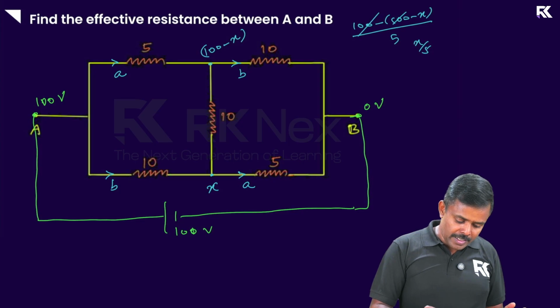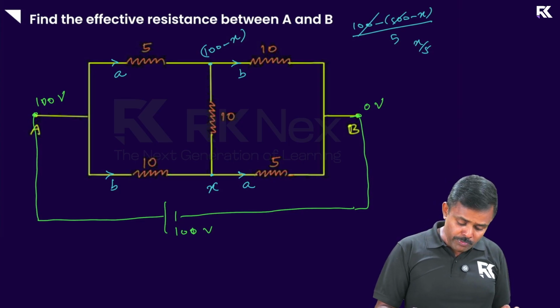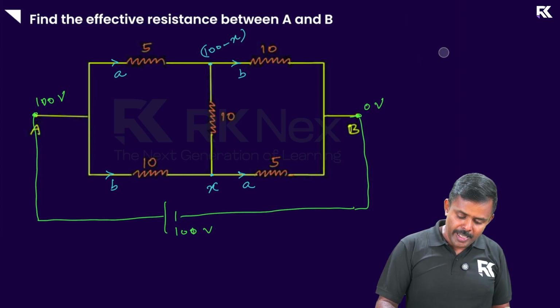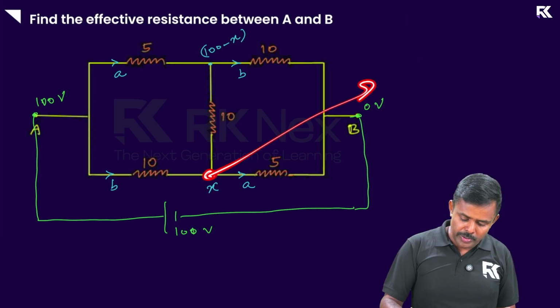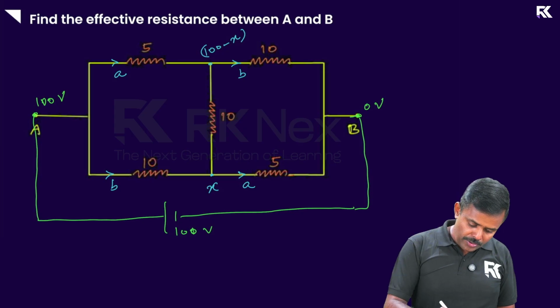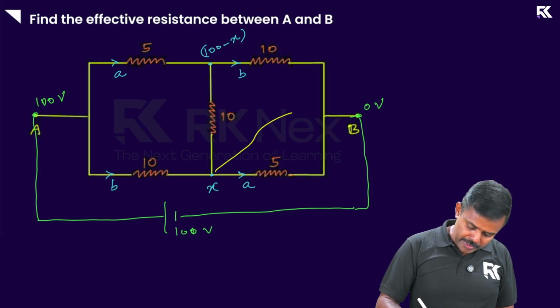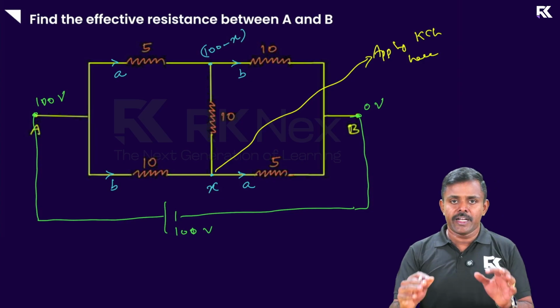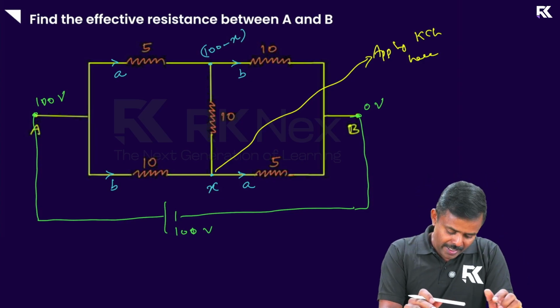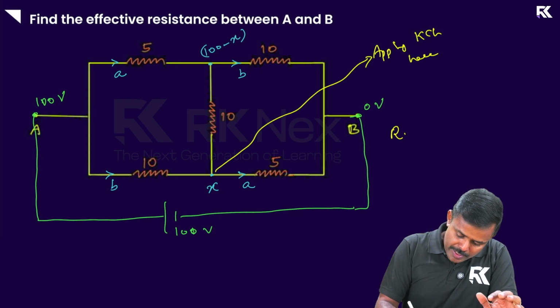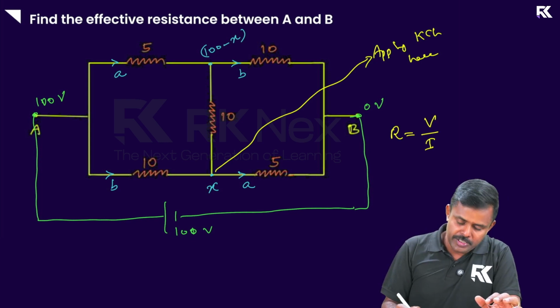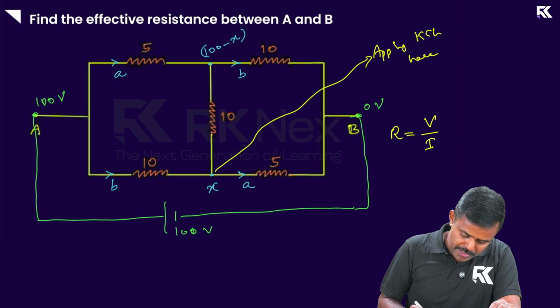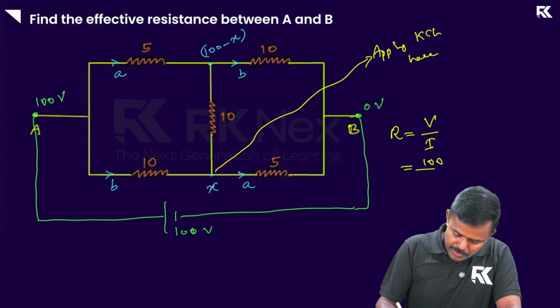Now that I have a location with a potential X, I can finally apply Kirchhoff's junction rule to this location. I'm going to write it here so that you can take it as an assignment: apply KCL here. You'll get an equation in X; solve it for X, and then find the resistance by taking total voltage by total current. The total voltage, you know, is 100 given here.